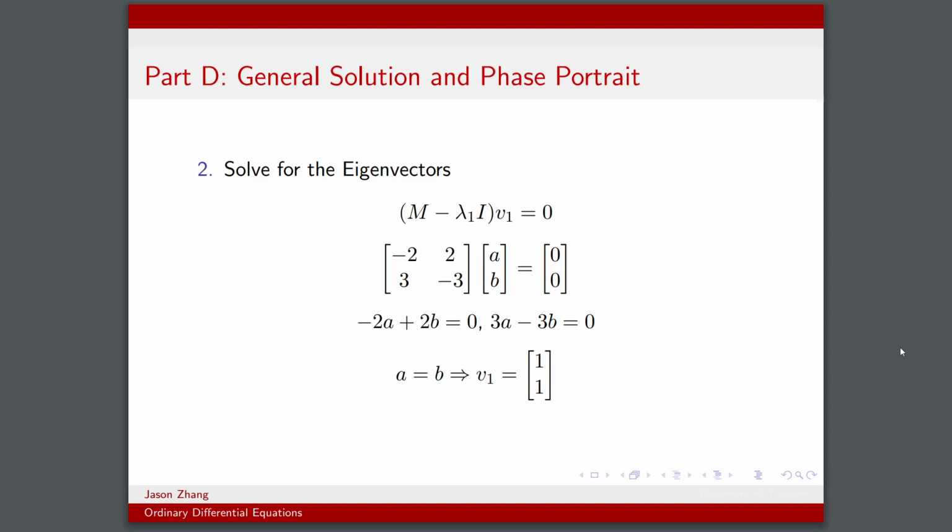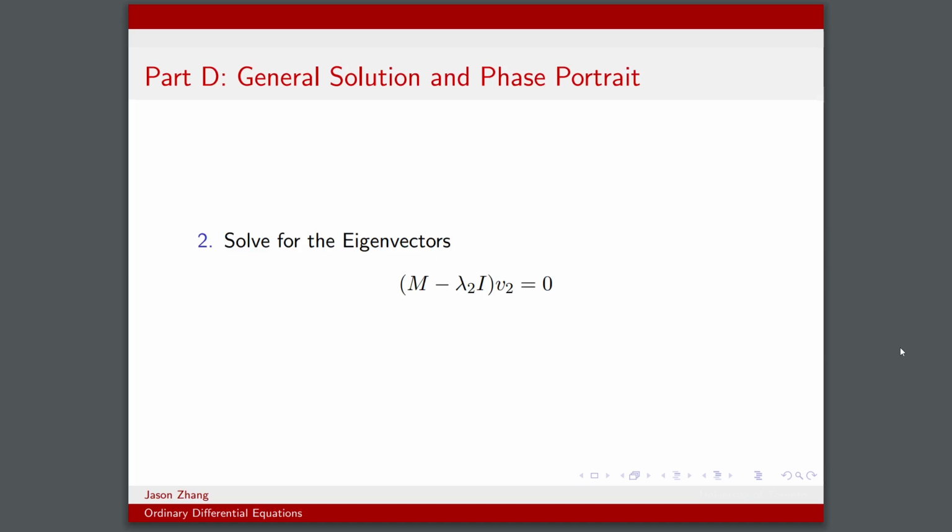This makes sense because for V1, we don't actually care about the specific values of the entries. We just care about the relationship between A and B. So in this case, we can write V1 as the vector 1, 1, but we could also have written it as 2, 2 or 3, 3 because there is an arbitrary constant in front of it.